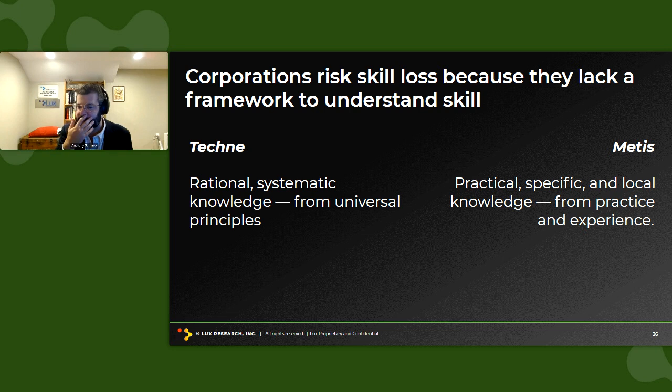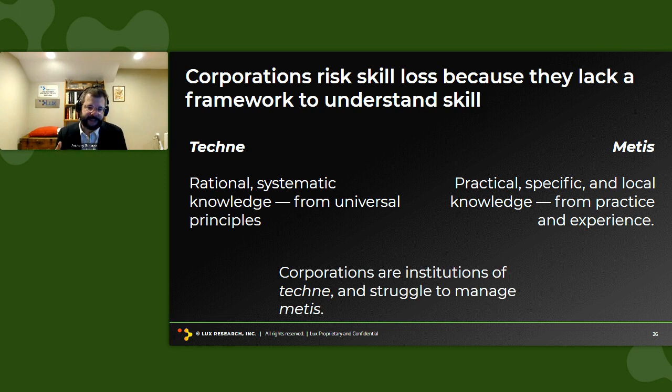But there are other types of knowledge, and the Greeks recognized this one called metis, which is practical, specific, and local knowledge. It's knowledge that comes from practice and from experience. A fisherman knows exactly where the fish are going to be in his little neck of the Greek islands because he's been fishing there for 50 years, right? And if you took him to another part of the world, he would probably not be very helpful to you. But he has this incredible local knowledge. And I think corporations are really institutions of techne. They've always struggled to manage metis.